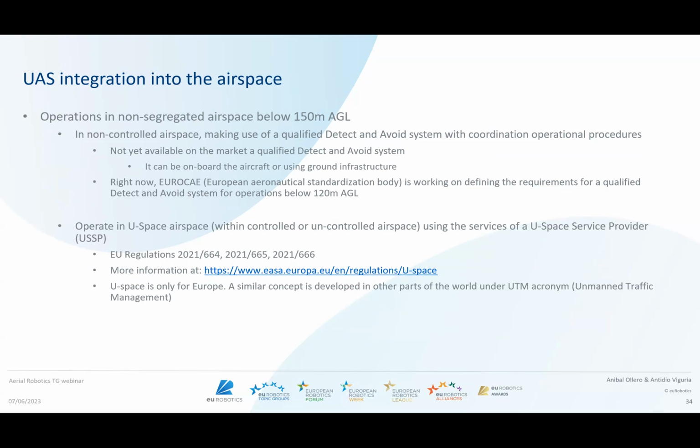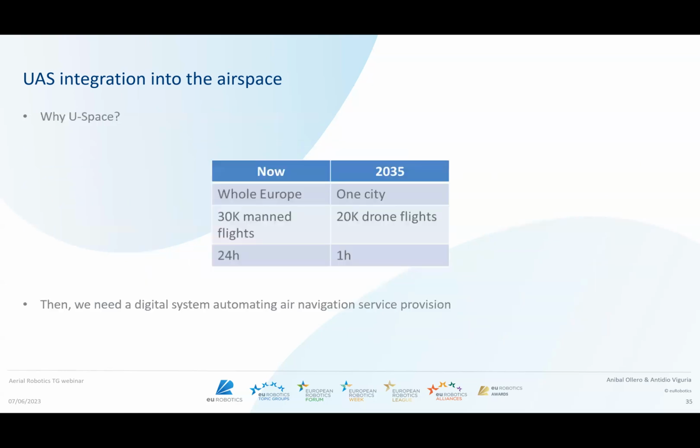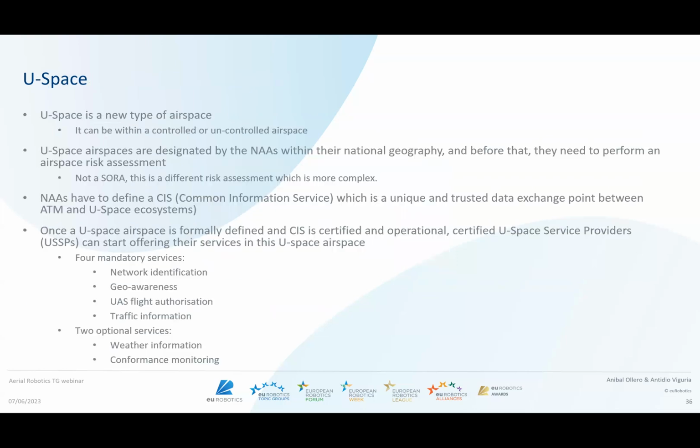And then we have the options of U-space that we commented on at the very beginning, using the services of U-space. And we apply another set of regulations, okay? The U-space term is only for Europe. A similar concept is developed right now in other parts of the world under UTM, in case you see it. Why U-space? Well, the idea is to increase the automation and the digitalization of these traffic services, because in the future it is expected there will be a lot of drones, especially in some urban areas. Okay, so this is the main motivation.